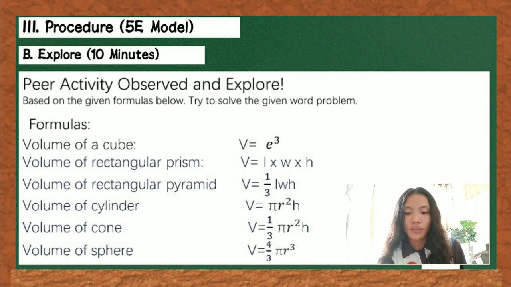And for volume of a cone, volume is equal to 1/3 pi r squared h. And for volume of a sphere, volume is equal to 4/3 pi r cubed.